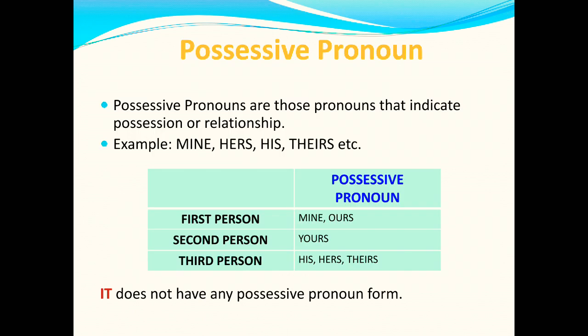Next, possessive pronoun. Possessive pronouns are those pronouns that indicate possession or relationship. For example, mine, hers, his, theirs, etc. In the first person, we use mine, ours. In the second person, yours. In the third person, his, hers, theirs. Here we have to remember one thing: it does not have any possessive pronoun form.